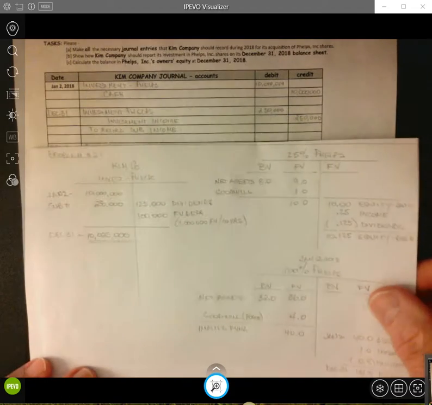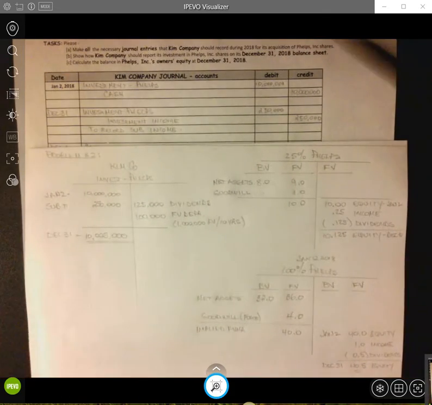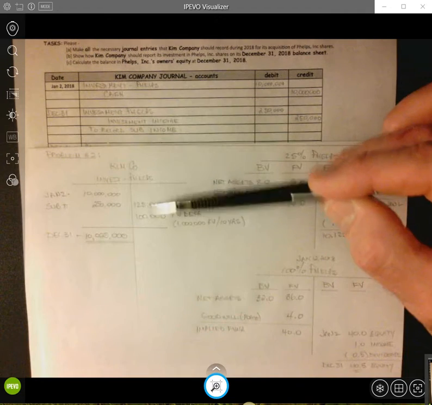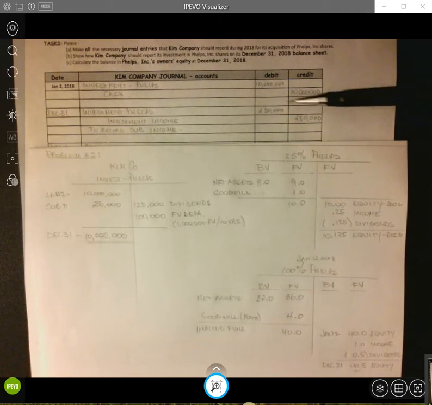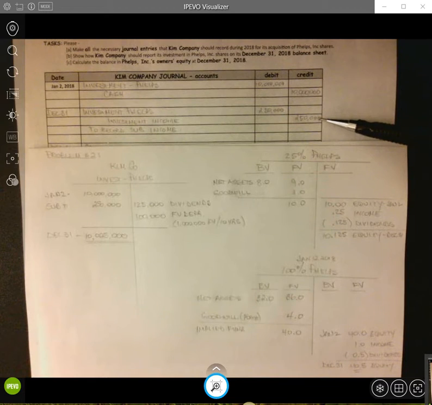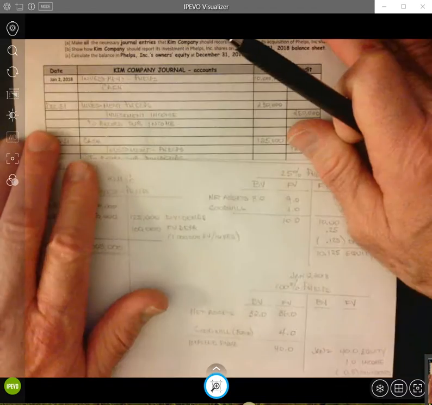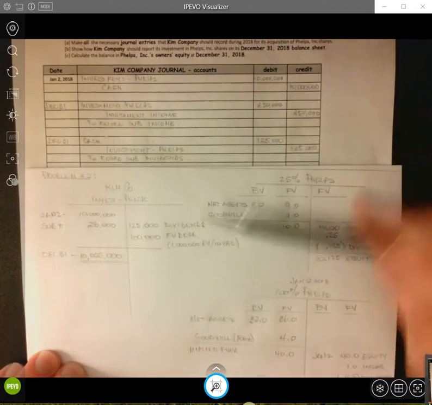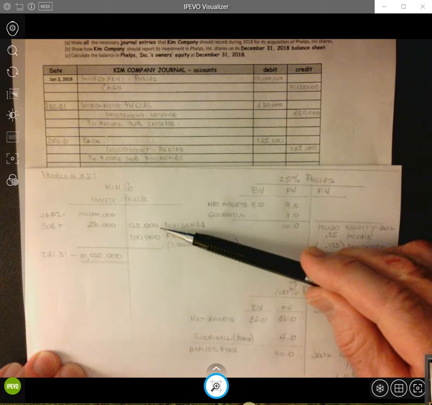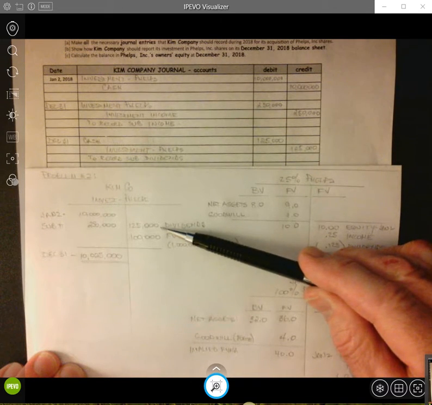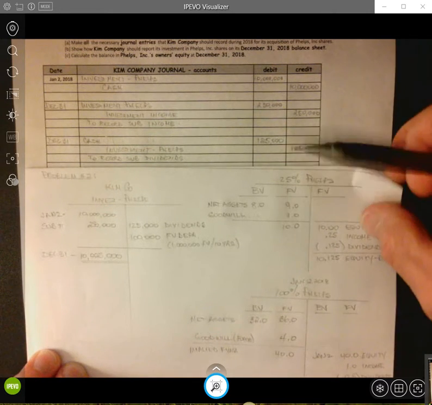Now, let's make the journal entries for all of those. We already have the journal entry for the original purchase. Let's make a second entry to record the parent's share of net income. And so increase the investment in Phelps Company by $250,000 and record a credit to investment income of $250,000. Secondly, we'll record the dividends that the sub paid, which reduces the investment account of the parent, credit the investment account of $125,000, and increase the parent's cash of $125,000.